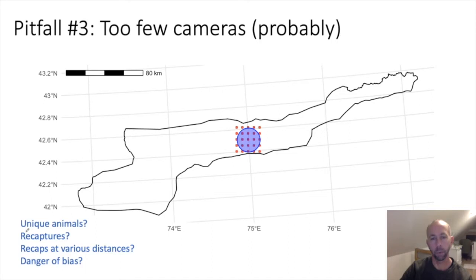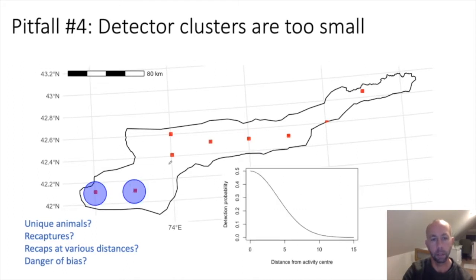It's hard to say for sure if this is a bad or a good design. We've done about as well as we can with choosing the spacing between cameras, but we might just have too few cameras to detect a reasonable number of animals and recaptures, so there are question marks about the first two of these. In this design, we've used clusters of detectors.